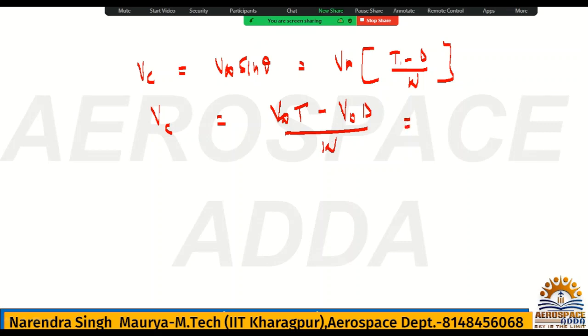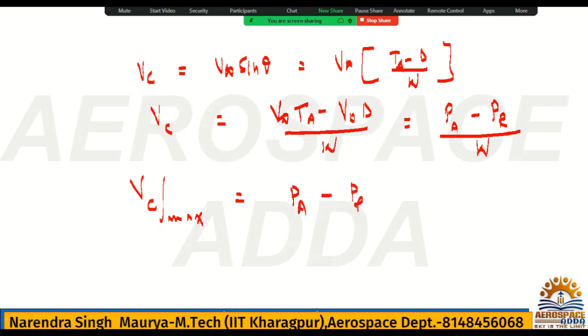This is the thrust available basically. So thrust available into velocity is nothing but power available, PA. Velocity into drag is nothing but power required, divided by W. So if I say VC max, what is the meaning of it? Power available is the constant value. This is the power required. This should be minimum. Yes or no? Divided by W. If you are saying this value should be maximum, then this value should be minimum. Agree with this? So what is the note point?